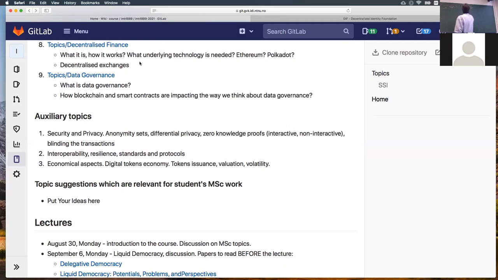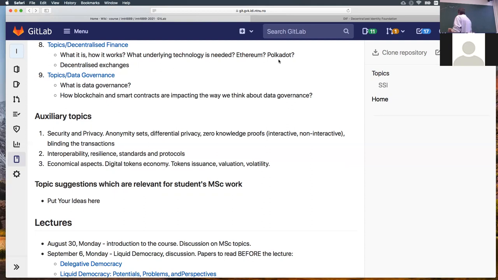So I listed Ethereum and Polkadot as two chains that are the most important ones. And for example, both of them, Ethereum and Polkadot, allow you to have smart contracts, which allow you to have decentralized exchange of one crypto with another one, right?